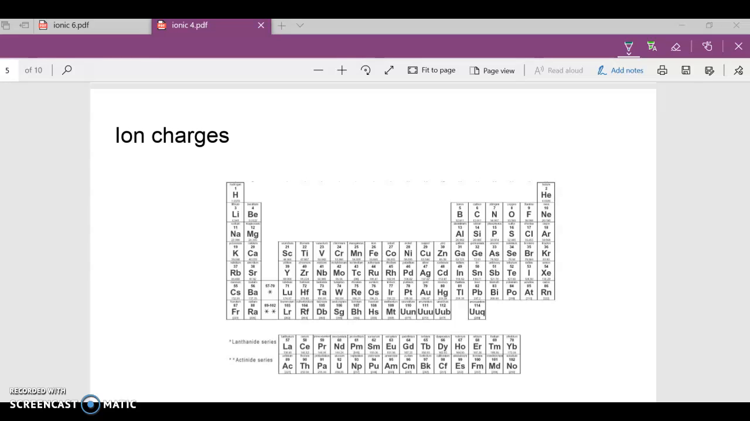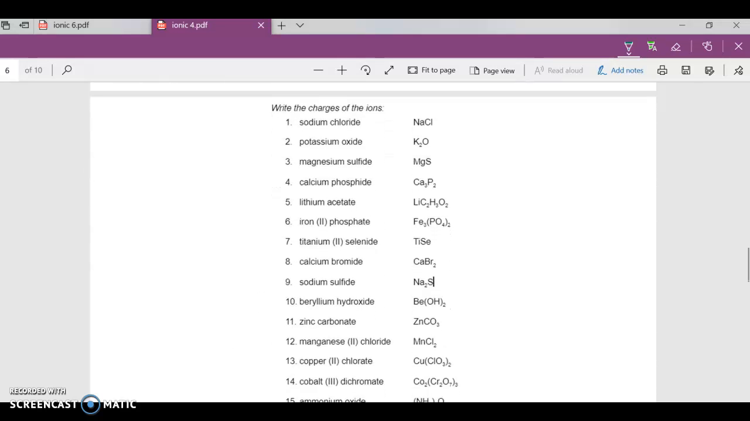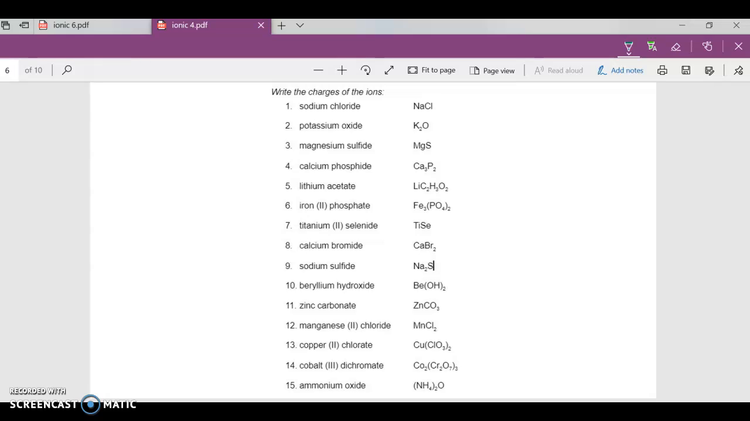Hi there, this video is to help you determine what the charges on ions are from the formulas. So let's take a look at what AP will give you. You'll find this sheet in Google Classroom and you'll see that it's on the note sheet part. So if you want to print out your own, there you go, you got it. But let's take a look at these problems.